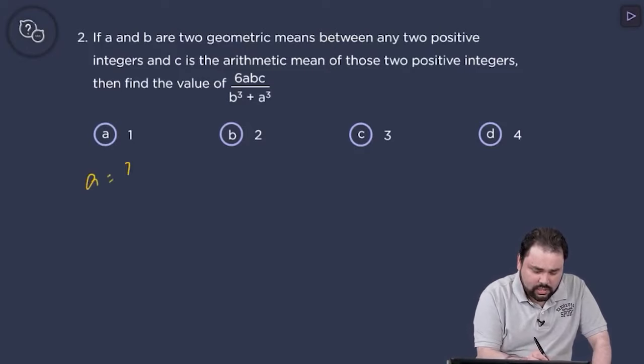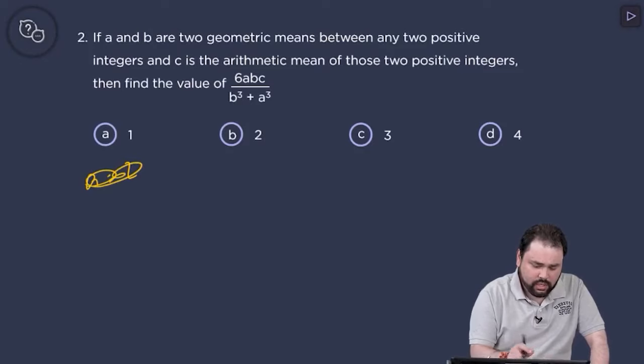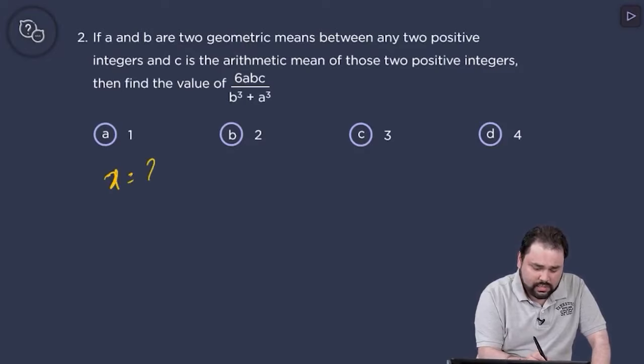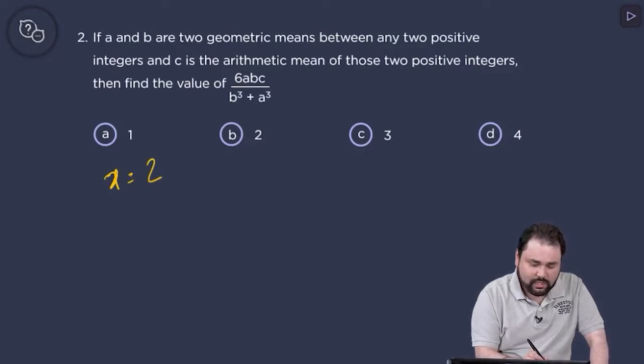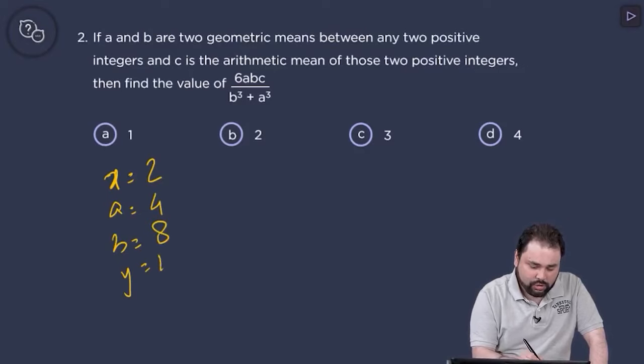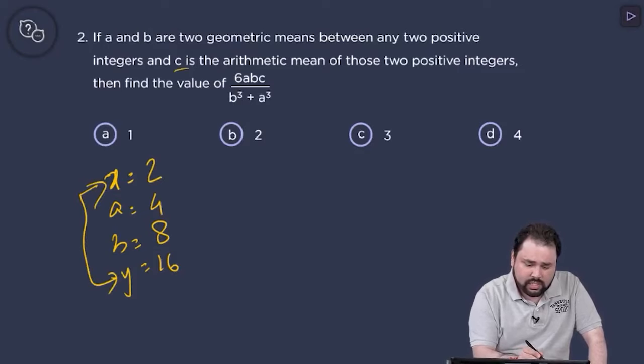Let's say the first number, say x is equal to 2, and the common ratio is also 2. So then A will become 2 into 2, which is 4. B will become 4 into 2, which is 8. And finally the last number y, which is 8 into 2, 16. So the numbers are 2 and 16, and the geometric means are 4 and 8. C is the arithmetic mean of those two positives. So C is equal to x plus y by 2, which is 18 by 2, which is 9.